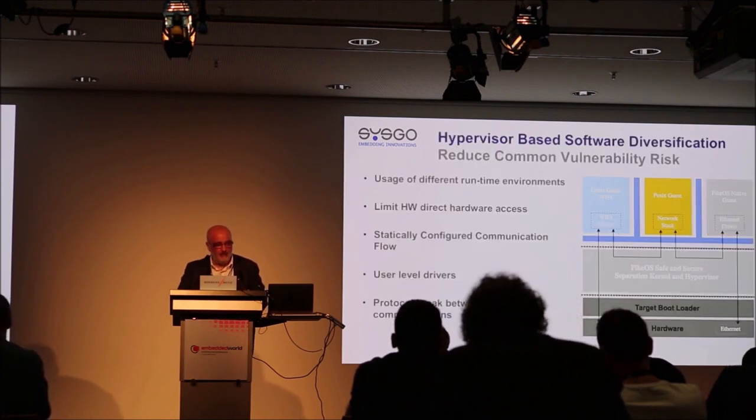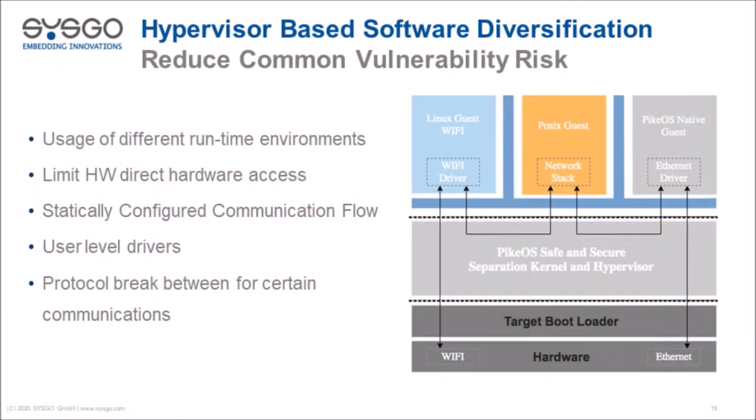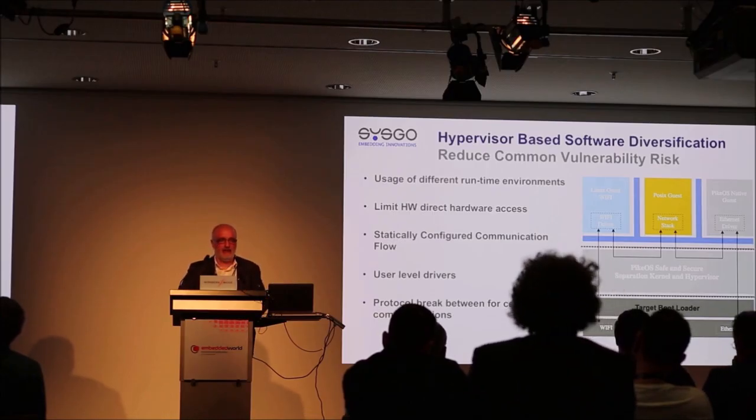So, one thing that you can actually do with a hypervisor is create software diversification. That's what you see here. What you see here is a simple gateway application where on the left side you have Wi-Fi, and on the right side you have Ethernet. What you actually want to do is to control the communication flow between Wi-Fi and Ethernet. Make sure that only some outgoing traffic, for example, goes to the Wi-Fi.